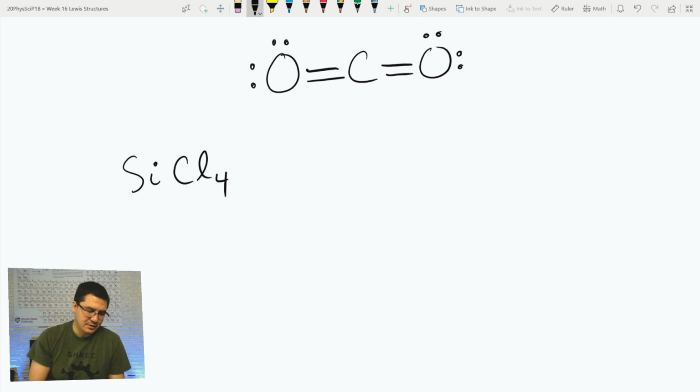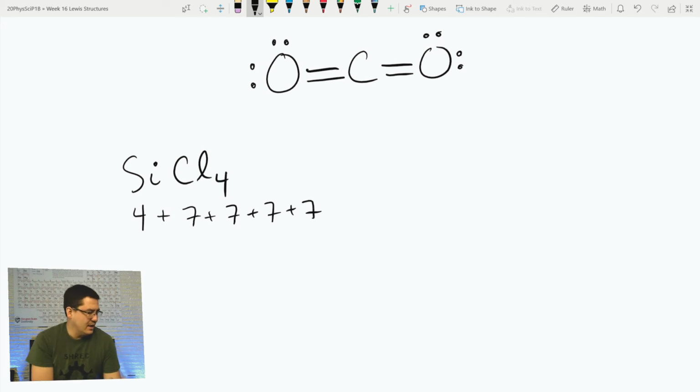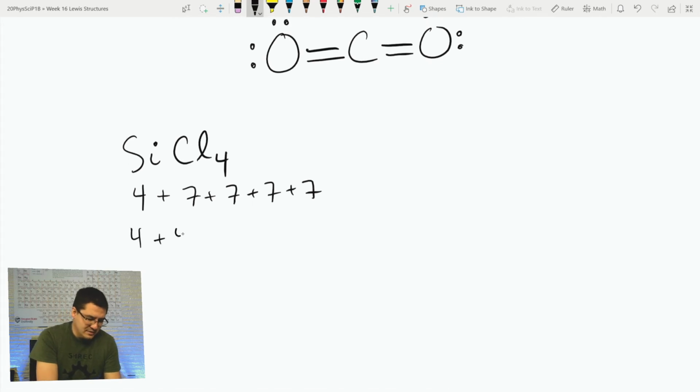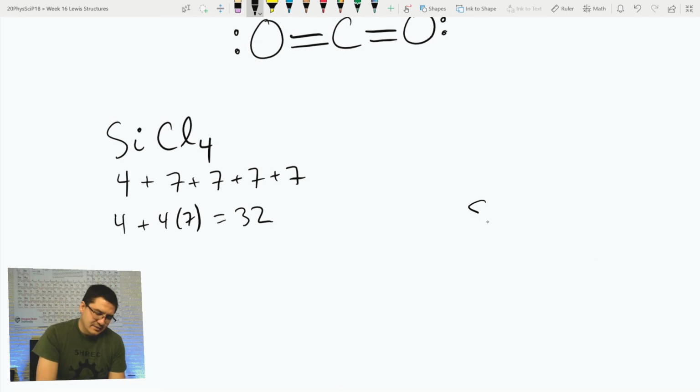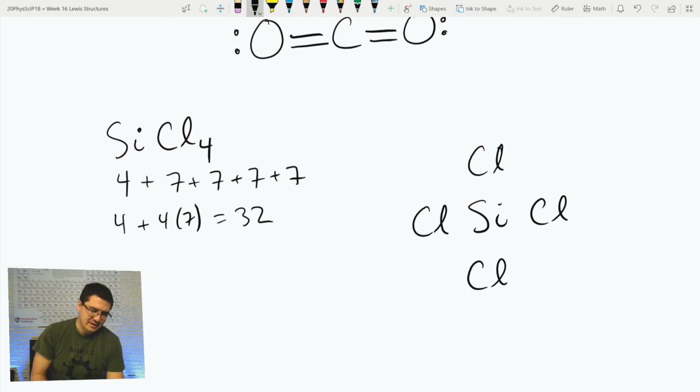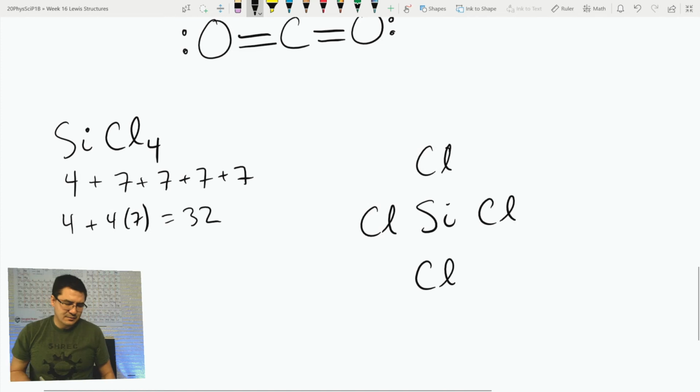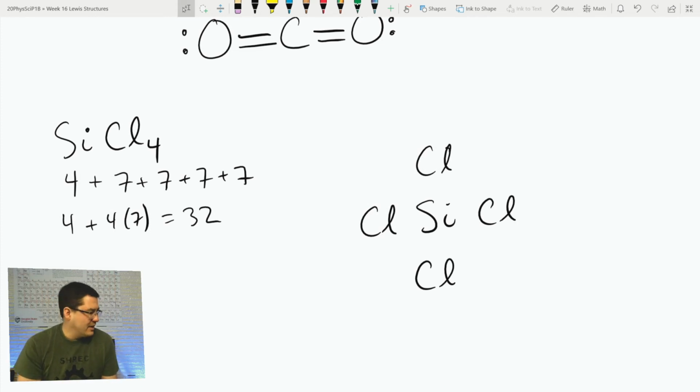So silicon tetrachloride. Okay, you add up electrons. That's 4 because it's in group 4. Chlorine is in group 7. We did that one earlier. And I have 4 of them. Or you could also do this. Right? So that's 28 plus 4. I got a lot of electrons to deal with. So I set this up as symmetrically as possible. Conveniently, right? There's 4 chlorines. And I have to get 32 electrons.